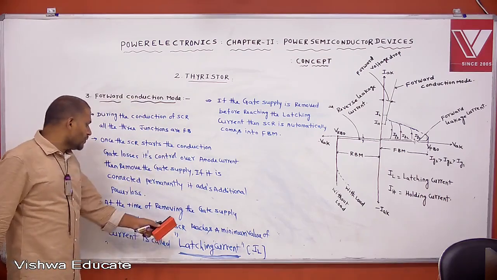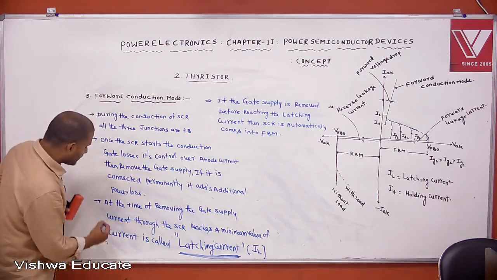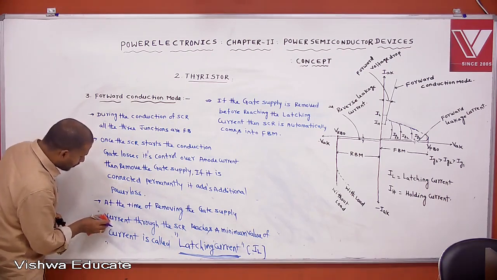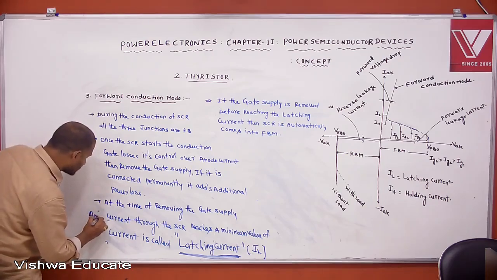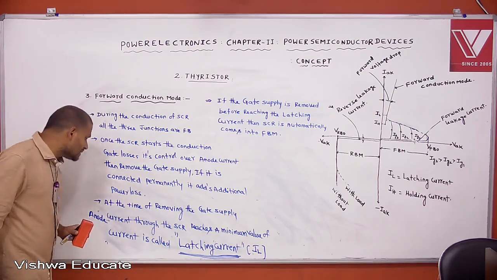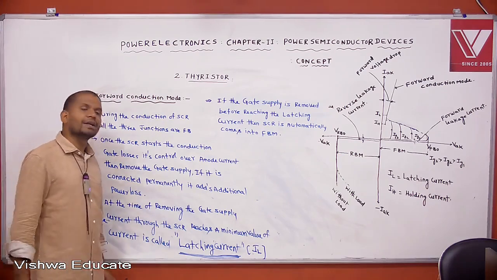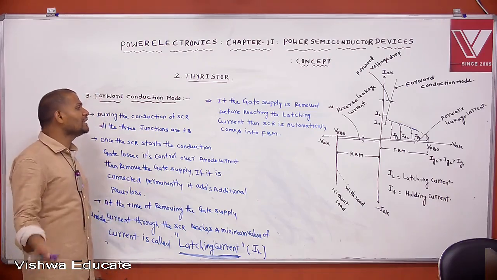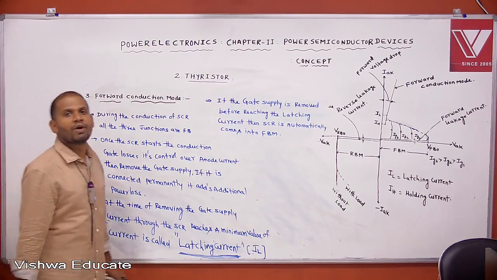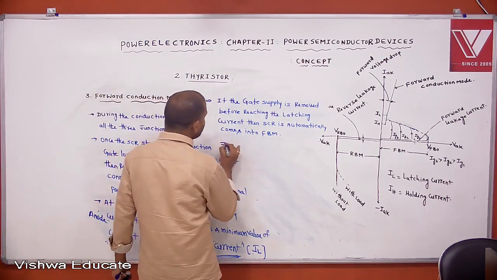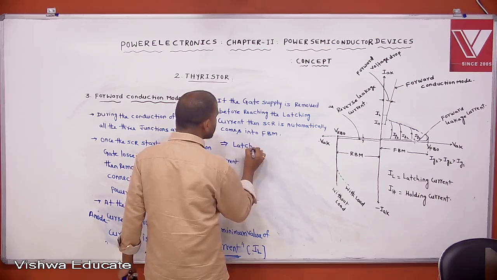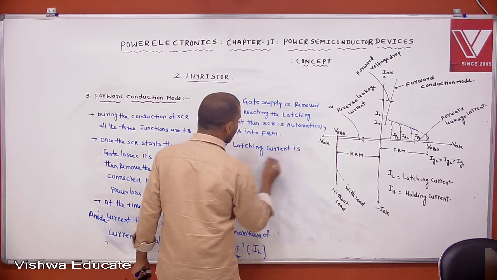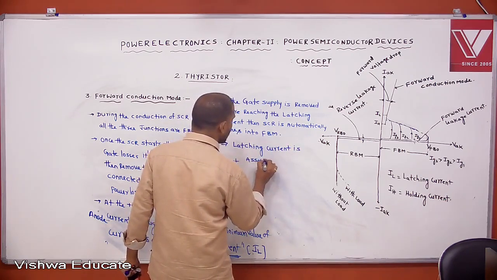At the time of removing the gate supply, the current through the SCR, which current? Anode current. Point to remember: the anode current through the SCR must reach a minimum value called latching current. If it has not reached the latching current and the gate is removed, then again it comes into forward blocking mode. Therefore, latching current is associated with which process? Very important point: latching current is associated with the turn on process.